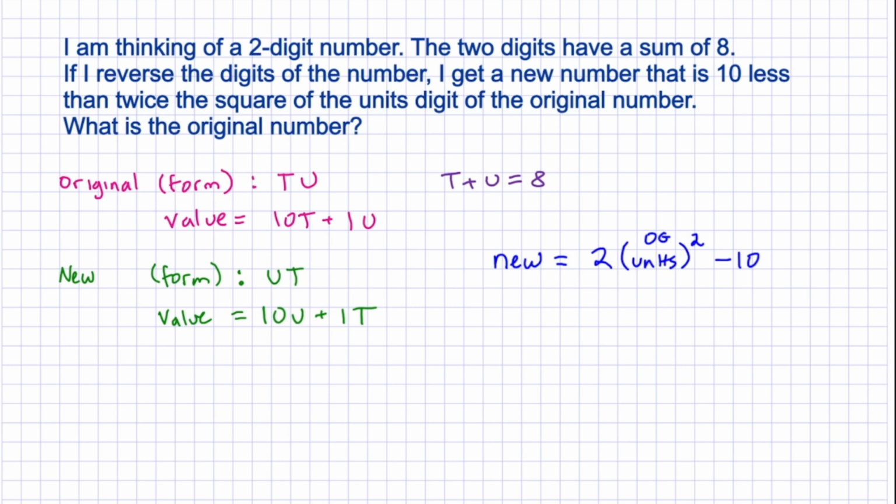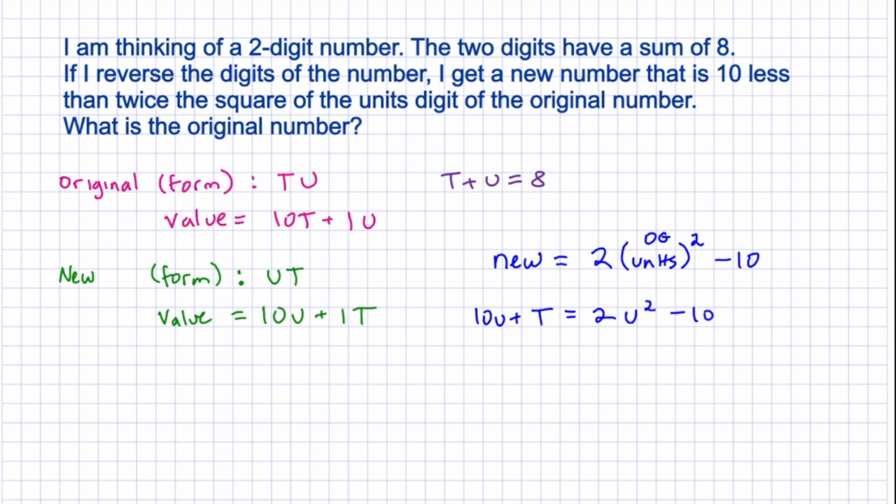Now filling in some of what we know, the value of the new number is 10u plus t, that's from right here, and it equals 2. Now the original units value is what we called u in this definition right here. This is 2u squared minus 10.